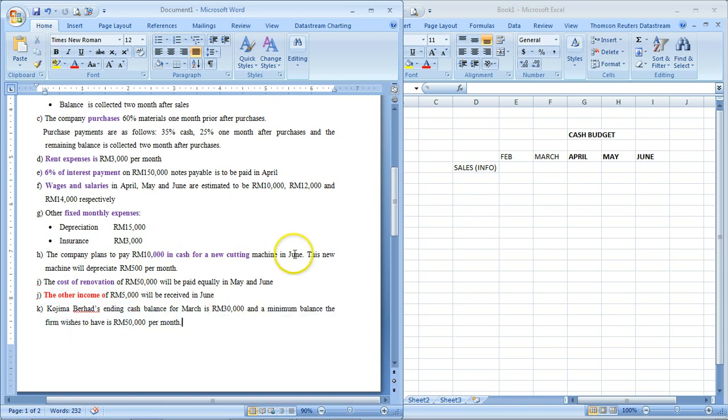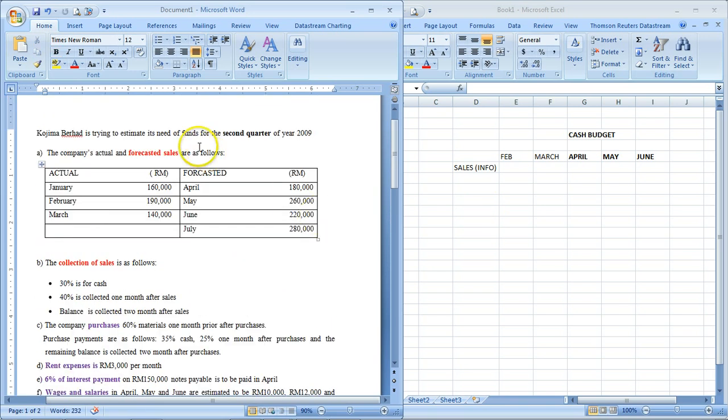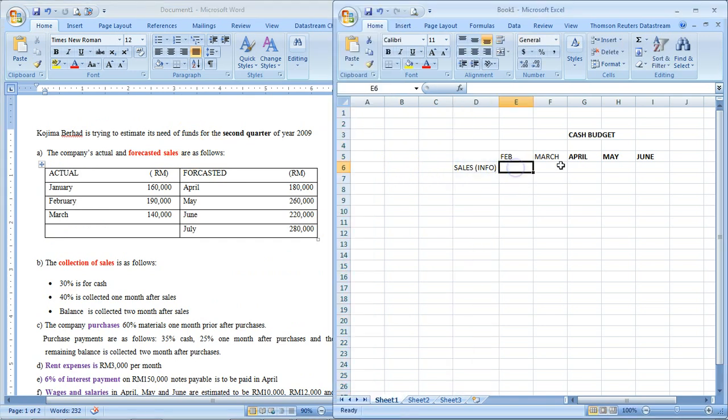Okay class, now as you can see here, first sales. Remember, the first step you have to put the sales info from February until June. February is 190,000, March 140,000, April 180,000, May 260,000 and lastly June 220,000. This is the main information that the question asks you. If you don't put February and March, it is okay; no marks are given for February and March. But if you put them, they can help you to answer for April, May and June.